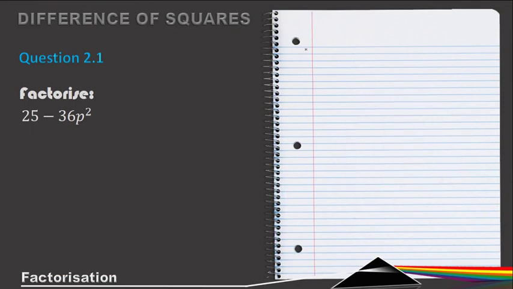So for this question 2.1, we have 25 minus 36p squared, both of them are perfect squares. So we're going to write the square root of 25, that's 5, plus 36p squared, square root is 6p, and then 5 minus 6p.